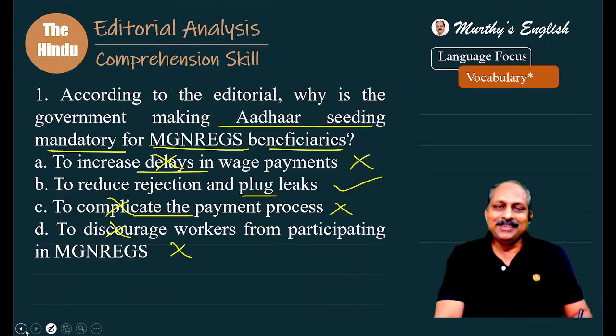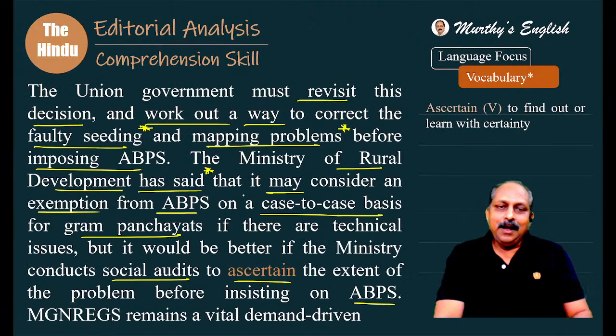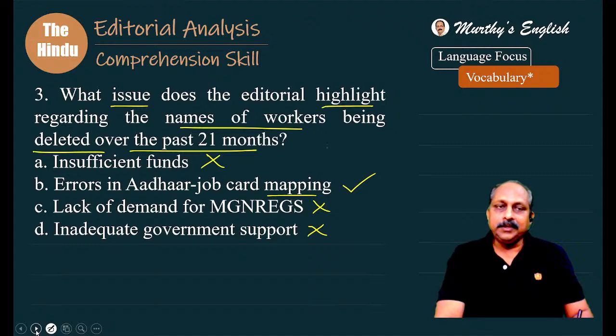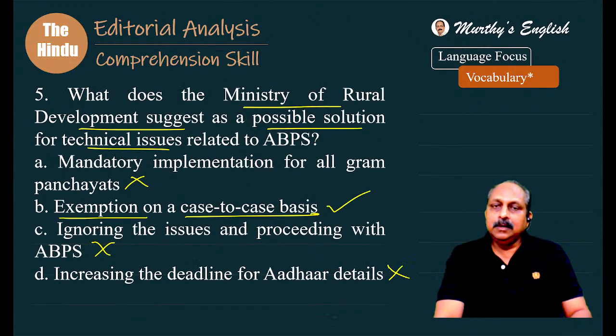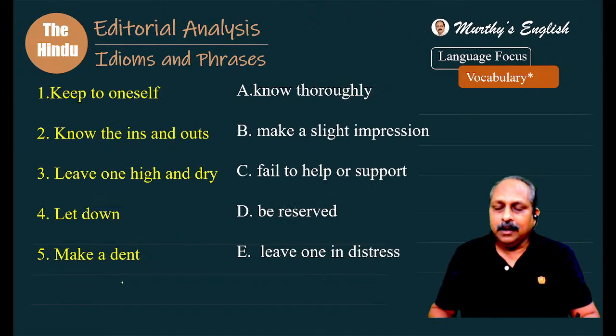Shall I show the answer? The Ministry of Rural Development has said that it may consider an exemption from ABPS on a case-to-case basis for gram panchayats. So exemption, case-to-case basis. If there are technical issues, in the question you see technical issues, that is what you have to consider. Now let us have a look at the question. Question number 5. What is that I have underlined? Ministry of Rural Development, possible solution for technical issues. Exactly. Based on that, what is the answer? B is the answer, but you guys have chosen A. That's a bit surprising. No problem.